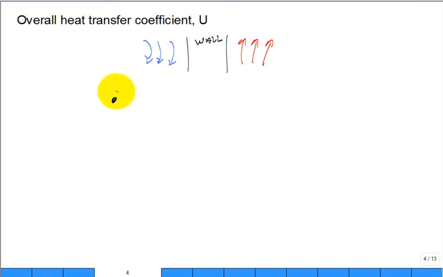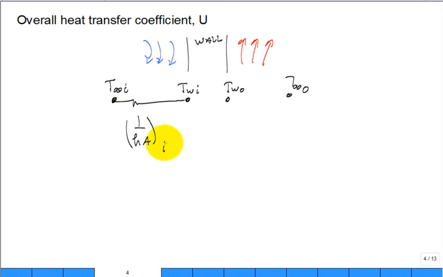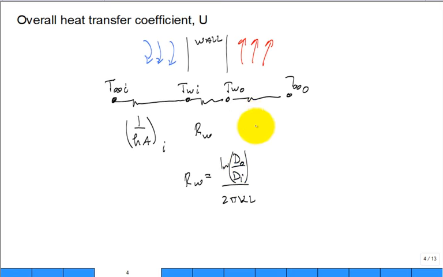But anyway, you have a fluid temperature, T fluid. You have a wall temperature, let's say on the inside. You have a wall temperature on the outside, and then a fluid temperature on the outside. So inside fluid temperature, outside fluid temperature. What do we have? We have convective resistance, 1 over HA on the inside. We have some sort of wall resistance, R_W. If it was unfinned, it just is a tube, maybe the natural log of D outer over D inner divided by 2 pi KL would be a good model for that resistance. And then convective resistance on the outside, 1 over H outside, area outside.